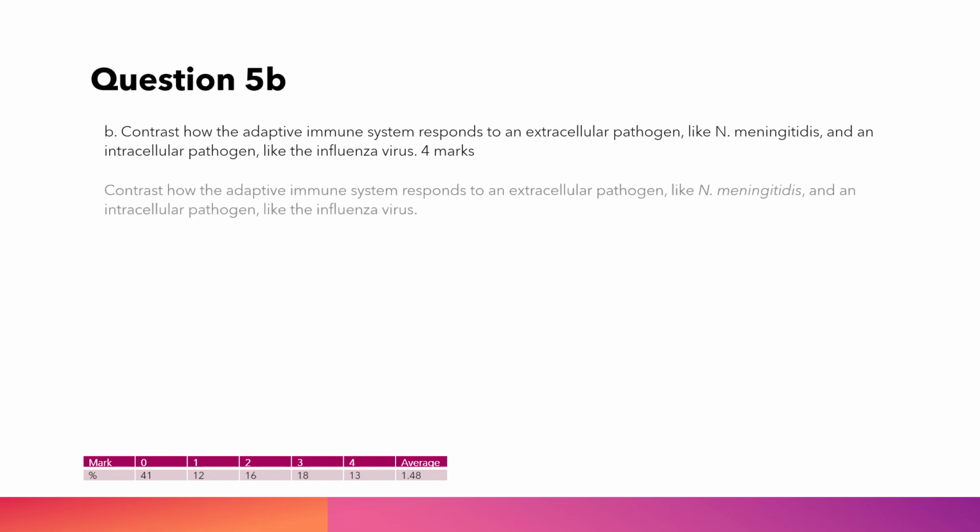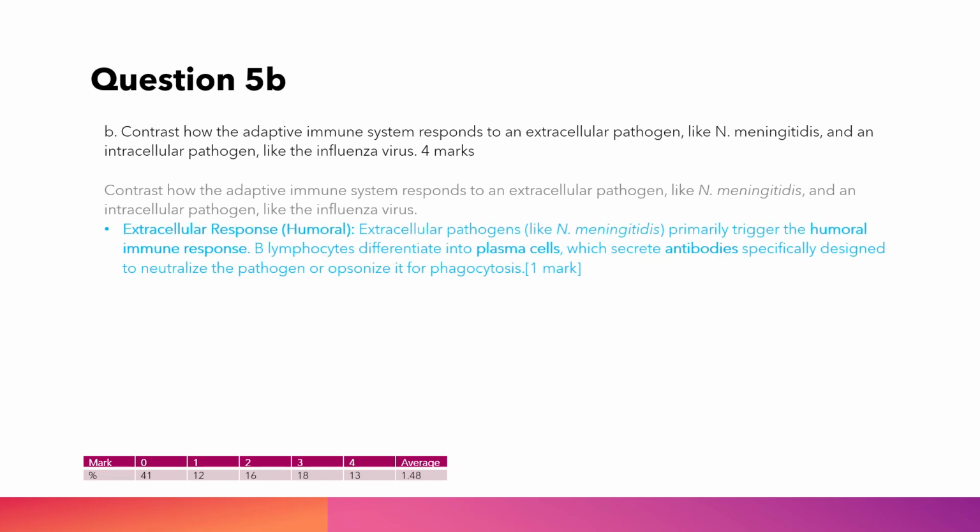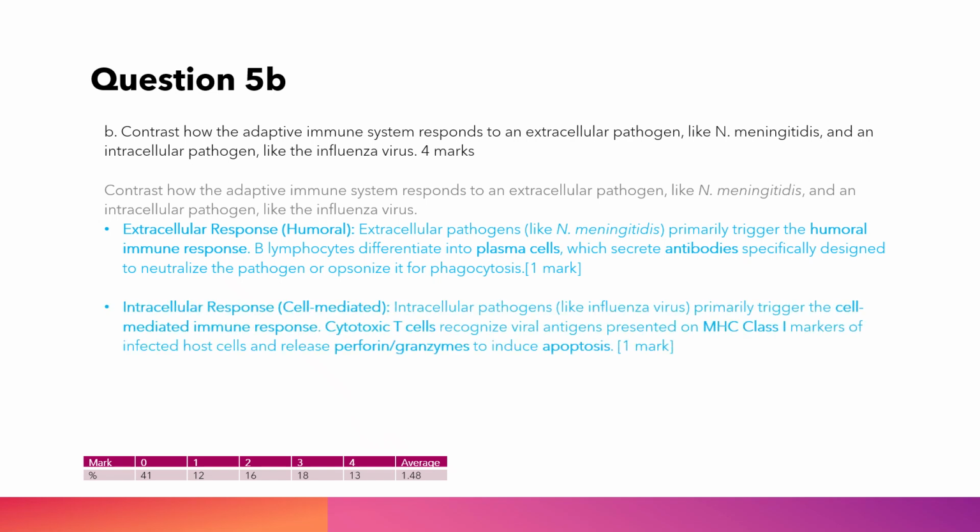Contrast how the adaptive immune system responds to an extracellular pathogen, like meningitidis, and an intracellular pathogen, like the influenza virus. Extracellular response. Extracellular pathogens, like meningitidis, primarily trigger the humoral immune response. B lymphocytes differentiate into plasma cells, which secrete antibodies specifically designed to neutralize the pathogen, or opsonize it for phagocytosis.